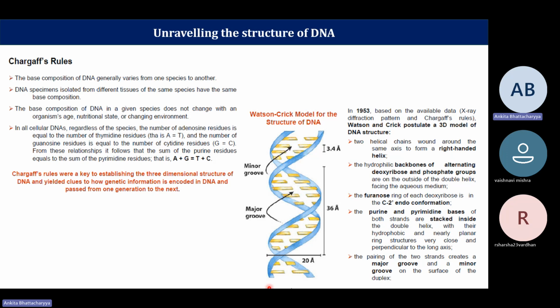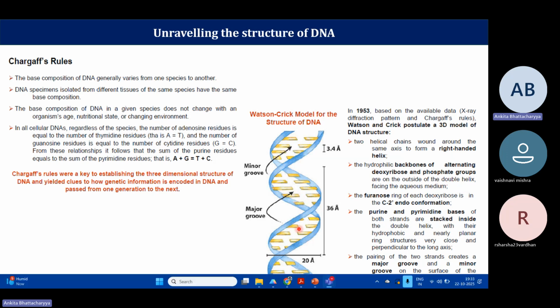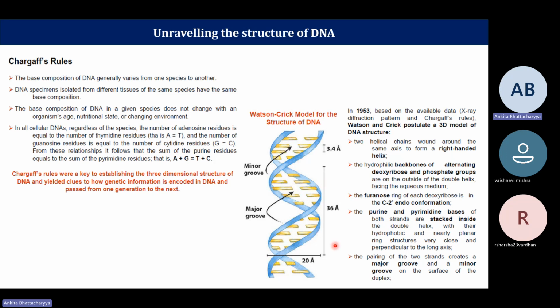Then came Watson-Crick's model for DNA structure, whereby they showed that there are two helical chains wound around each other to form a right-handed helix. The hydrophilic backbones consist of deoxyribose sugars and phosphate groups, whereas towards the center are the purine and pyrimidine bases that are stacked one on top of the other. And the pairing of these two strands creates a major groove and a minor groove within the DNA helical duplex.